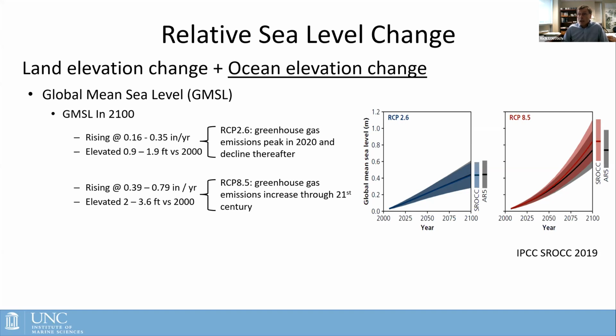The worst case scenario is typically considered to be RCP 8.5, which is sort of business as usual. We continue with our current projections of greenhouse gas emissions. In that case, the sea level rise almost certainly doubles to maybe quadruples in inches per year. And the result at 2100 is a global mean sea level that is 2 to almost 4 feet higher than it is at the beginning of the 21st century. So substantial impacts, substantial implications for coastal North Carolina in this regard.